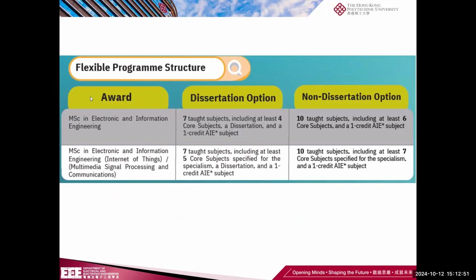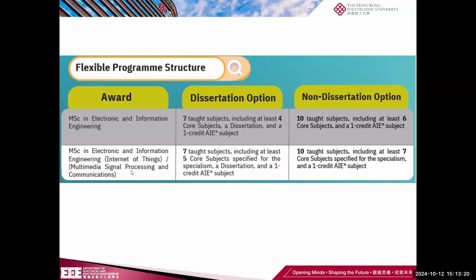This one, you can see we have this MSc degree in EIE. We also have this MSc in EIE with this specialism. Okay, you can see this is one specialism, this is the second one. You can select. If you select these two, you can see we have different requirements. That means how you can get this degree with the specialism.